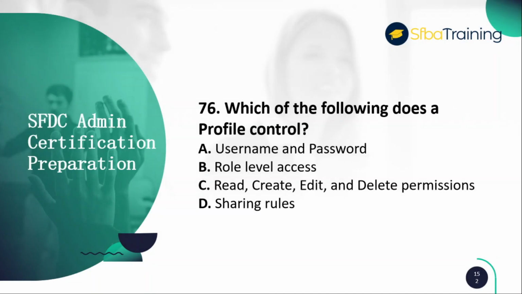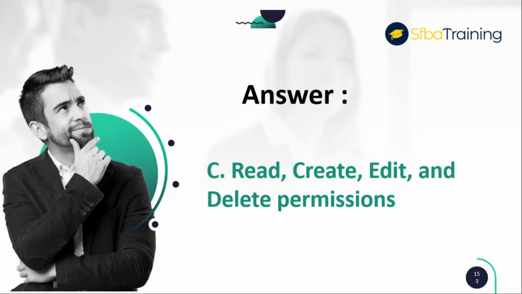Number 76. Which of the following does a profile control? A, username and password. B, role level access. C, read, create, edit, and delete permissions. D, sharing rules. The answer is C, read, create, edit, and delete permissions.